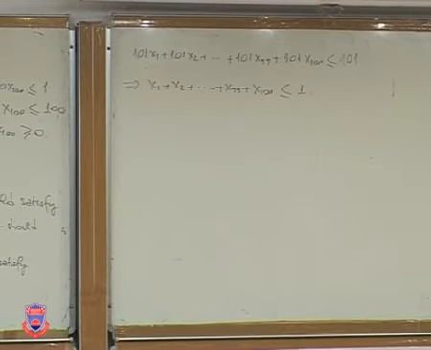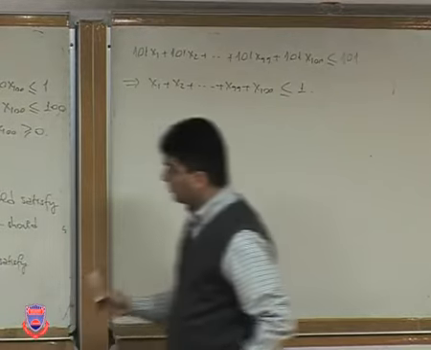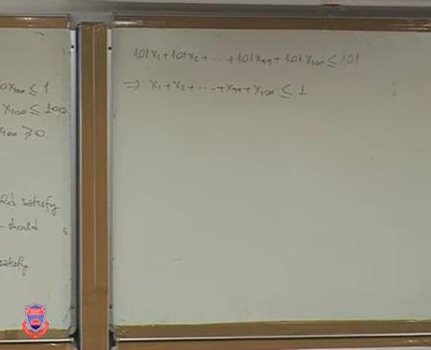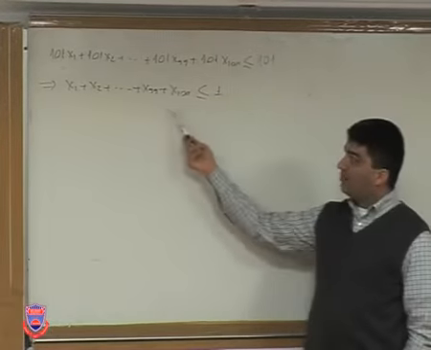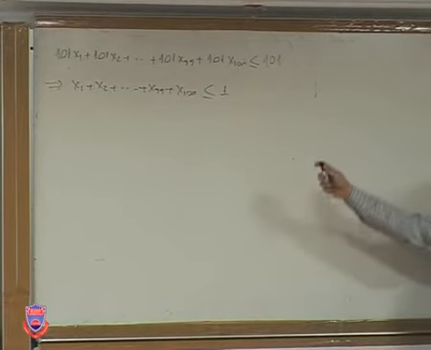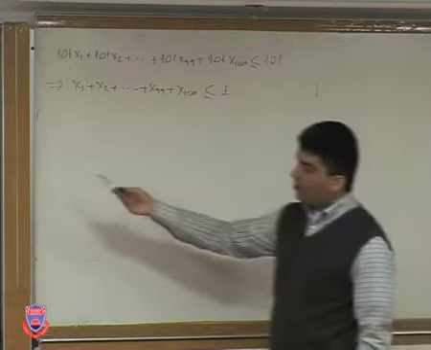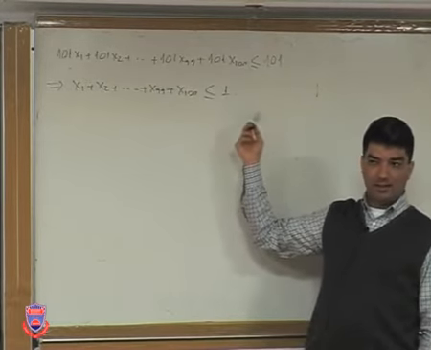This is important. I don't know what the optimal value is. However, I can say that without knowing what the optimal value is, the optimal value cannot be larger than 1. Let me repeat that. Right now, I haven't solved the LP problem. But what I do know is that regardless of what the solution is, the optimal value can never be larger than 1. Does everybody see that?